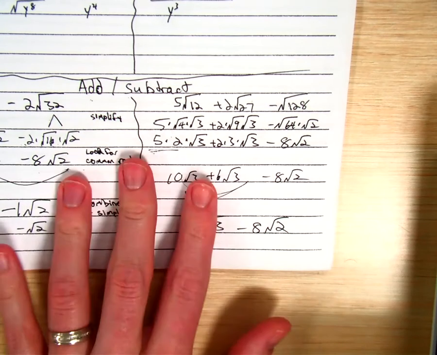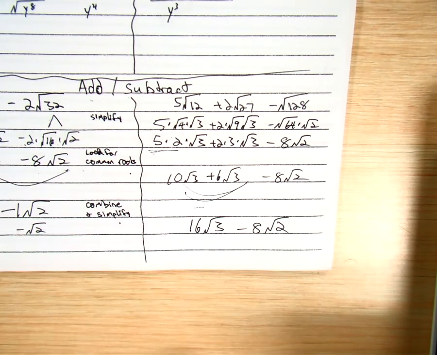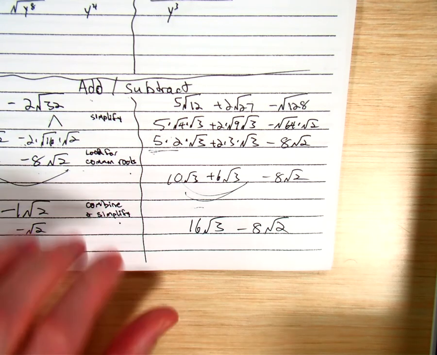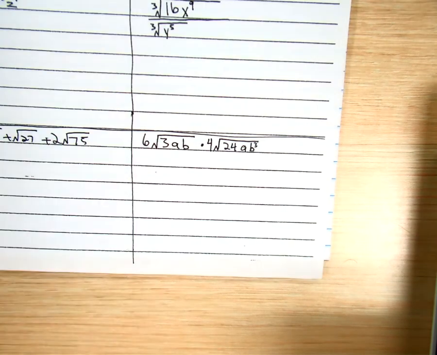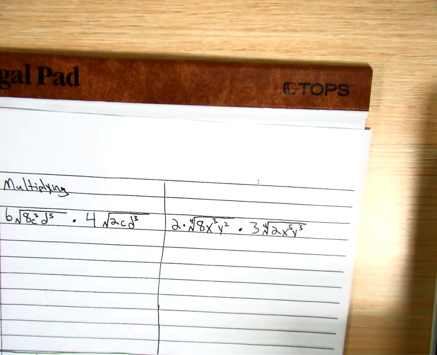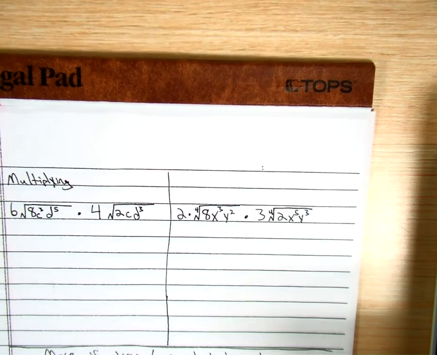Okay, so you can see how these would have, it's not complicated, it's just a lot of little steps to do. Just a lot of little steps to do. Okay, what about multiplying?